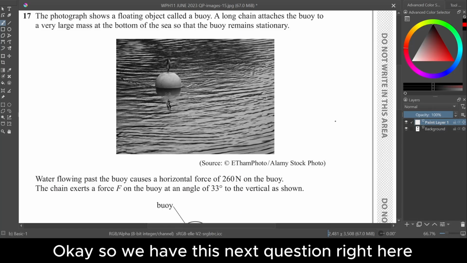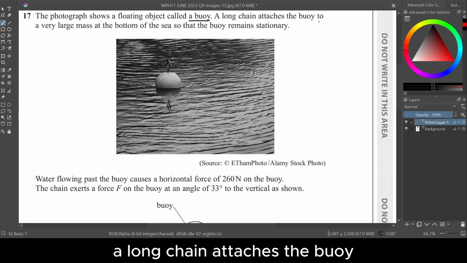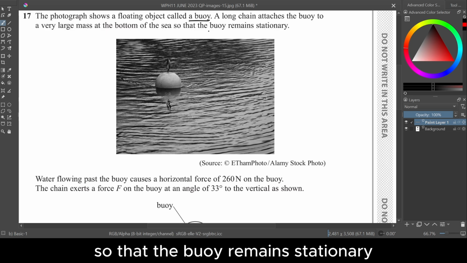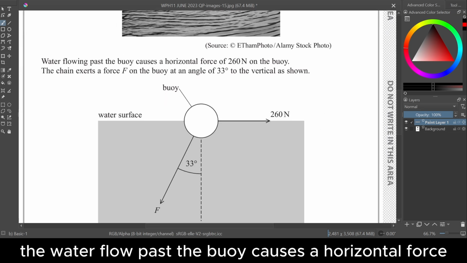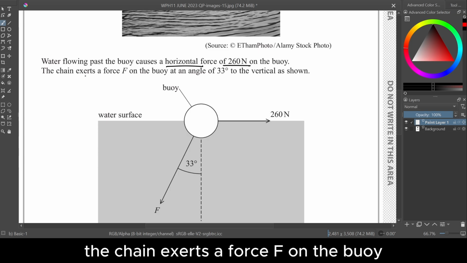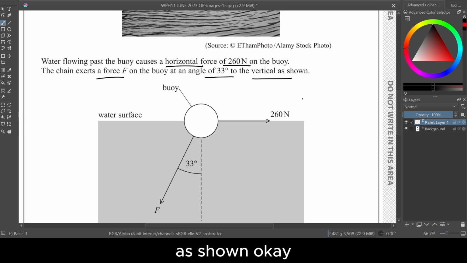Okay, so we have this next question right here. It says the photograph shows a floating object called a buoy. A long chain attaches the buoy to a very large mass at the bottom of the sea so that the buoy remains stationary. The water flow past the buoy causes a horizontal force 260 Newton on the buoy. The chain exerts a force F on the buoy at an angle of 33° to the vertical as shown.